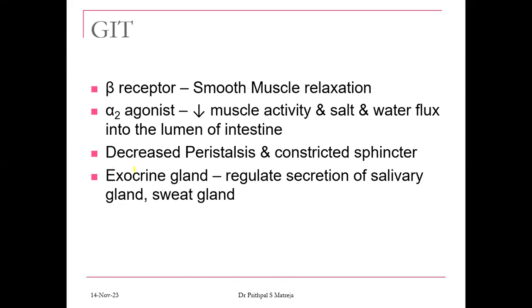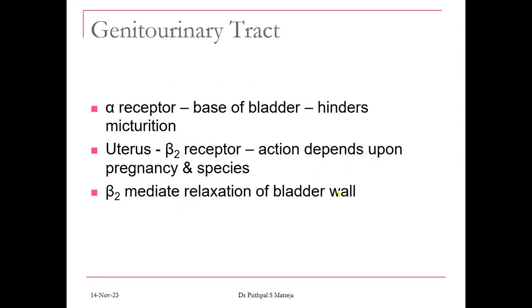In the GIT, we have the beta receptors, which cause the relaxation of smooth muscles, and we have alpha 2 agonist, which decreases the muscle activity, and it also decreases salt and water influx into the lumen of the intestine. So the overall effect is decreased peristalsis and constriction of sphincters. In the exocrine glands, it causes regulation of secretion of salivary gland and sweat gland. In the genitourinary tract, alpha receptors are present in the base of the bladder, which tend to hinder micturition, whereas beta 2 receptors are present in the uterus, and the action would depend upon pregnancy and species.